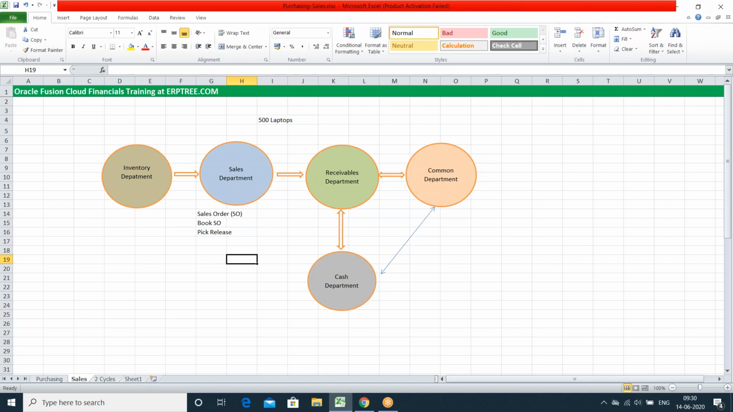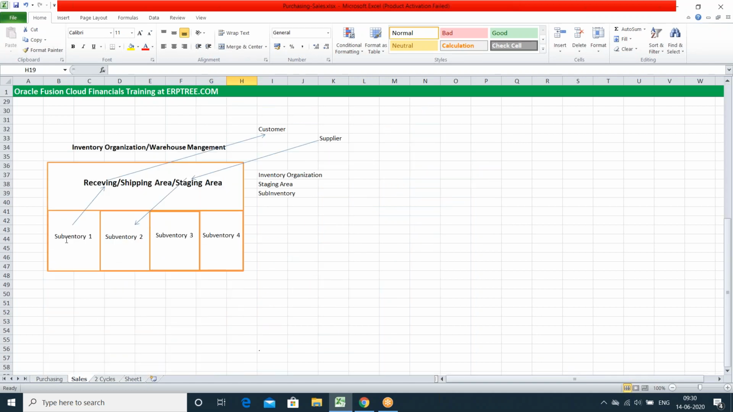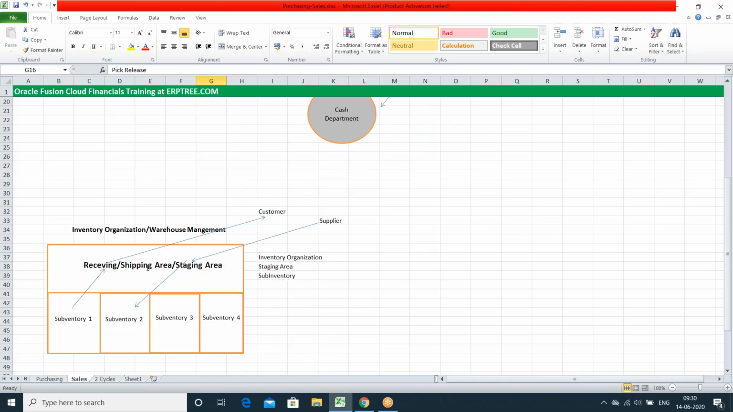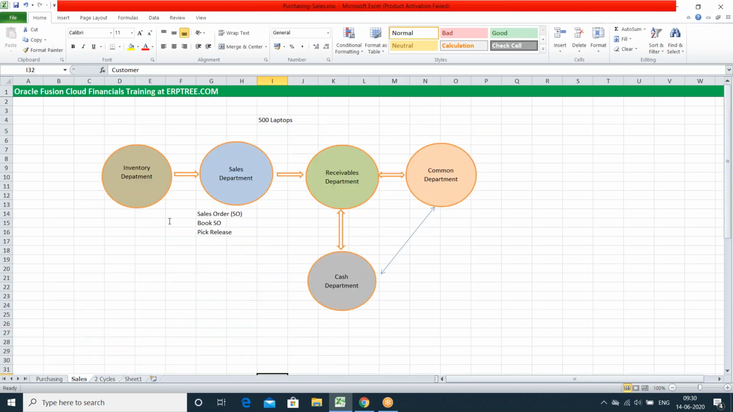So that is the reason there should be communication from inventory to sales department. Whenever the inventory department moves the material from sub-inventory to the staging area, that will be tracked by the sales department as a quick release. Whenever we move the material from our organization to the customer organization, they inform the sales department that we shipped the material to the customer. Then the sales department will track in their books as a ship confirmation.